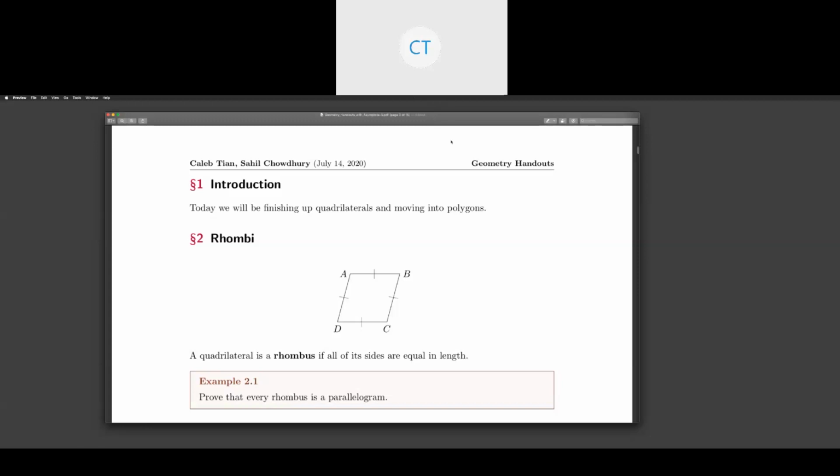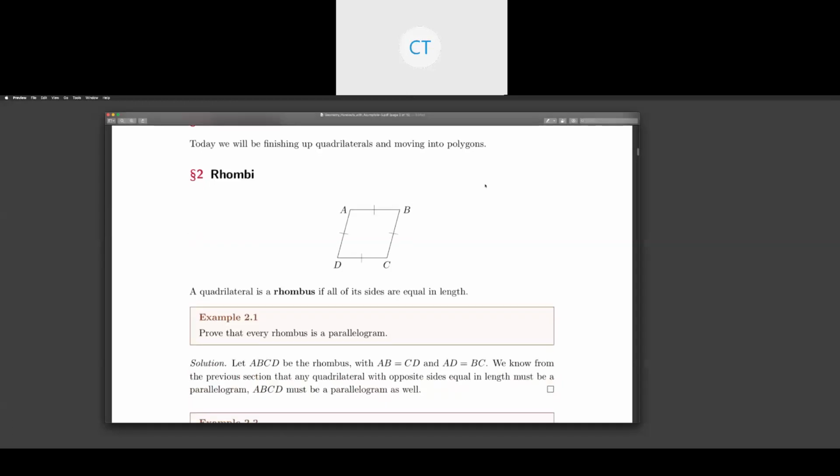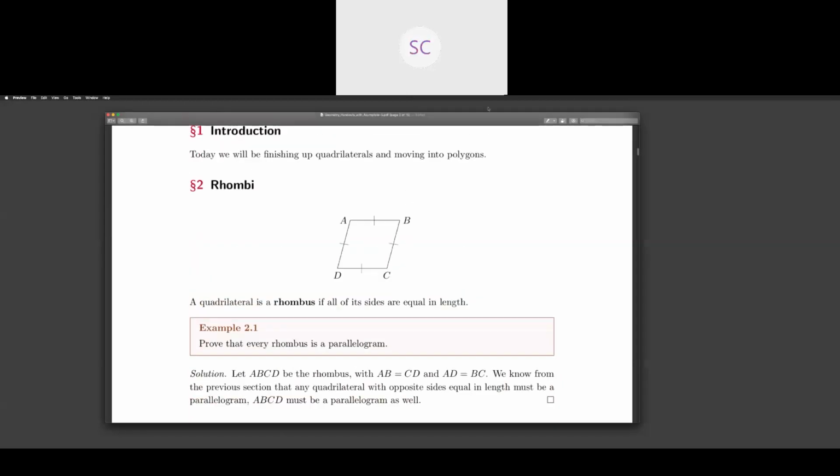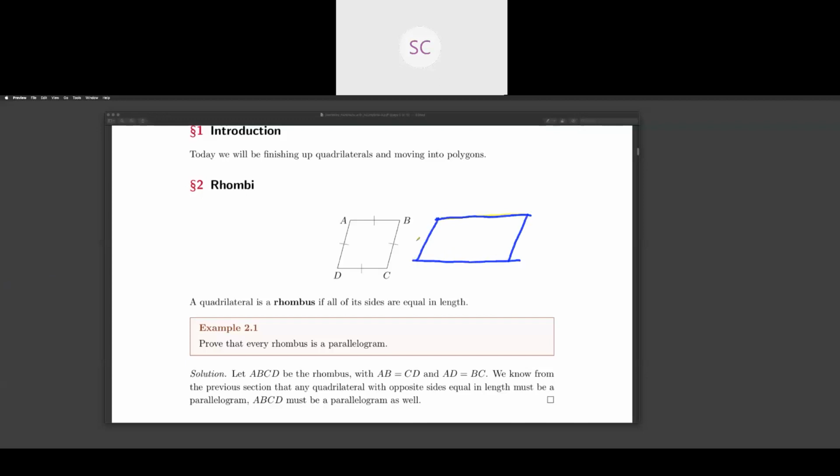All right, so does anyone need more time? Okay, so I'm going to go over the solution, and it's actually quite simple. We know that something is a parallelogram if opposite sides are equal. That's a property we learned, right? And a rhombus obviously satisfies that its opposite sides are equal, even though they're all equal.